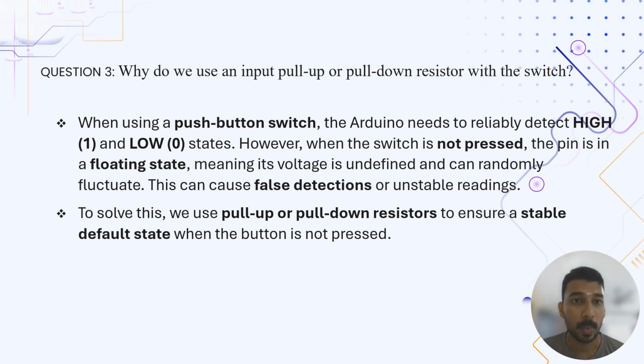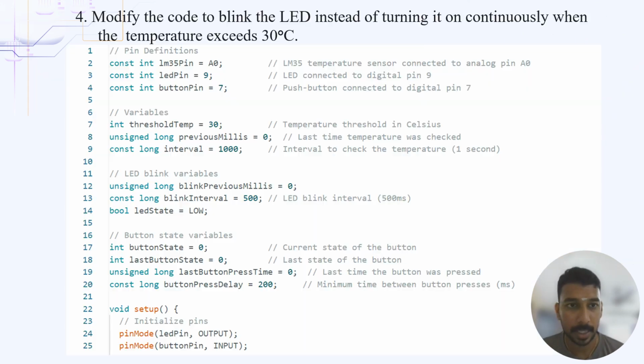Question number 3 is, why do we use an input pull-up or pull-down resistor with the switch? When using a push button switch, the Arduino needs to reliably detect high and low state. However, when the switch is not pressed, the pin is in a floating state, meaning its voltage is undefined and can randomly fluctuate. This can cause false detection or unstable readings. To solve this, we use pull-up or pull-down resistors to ensure stable default state when the button is not pressed.